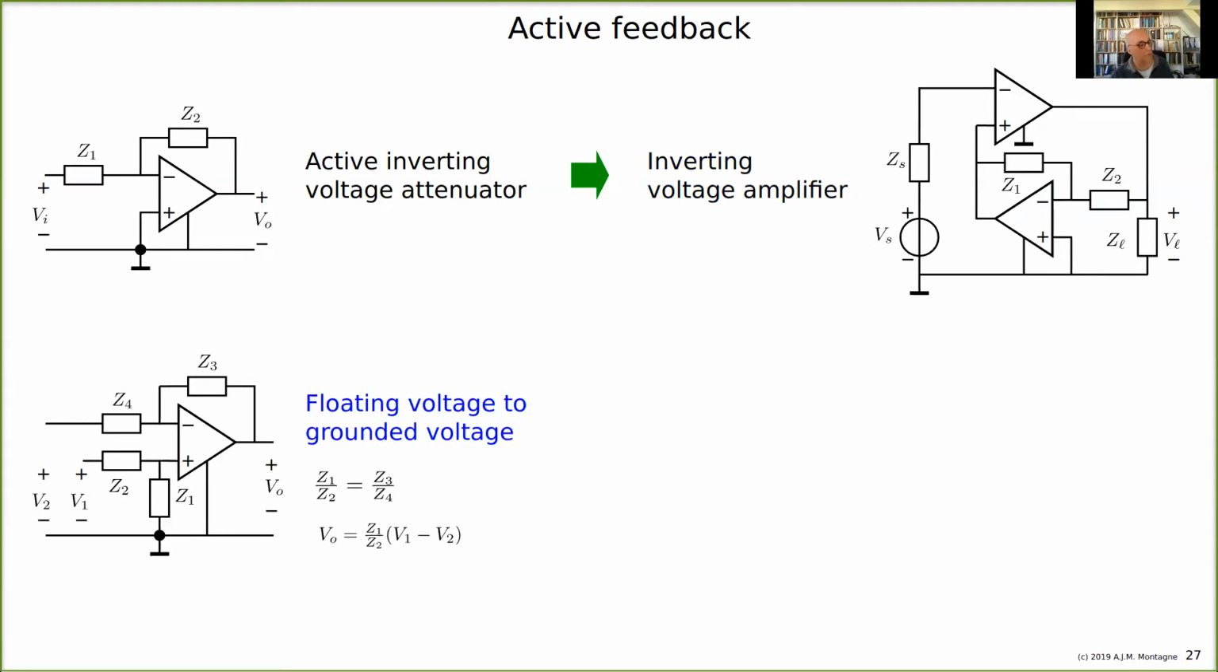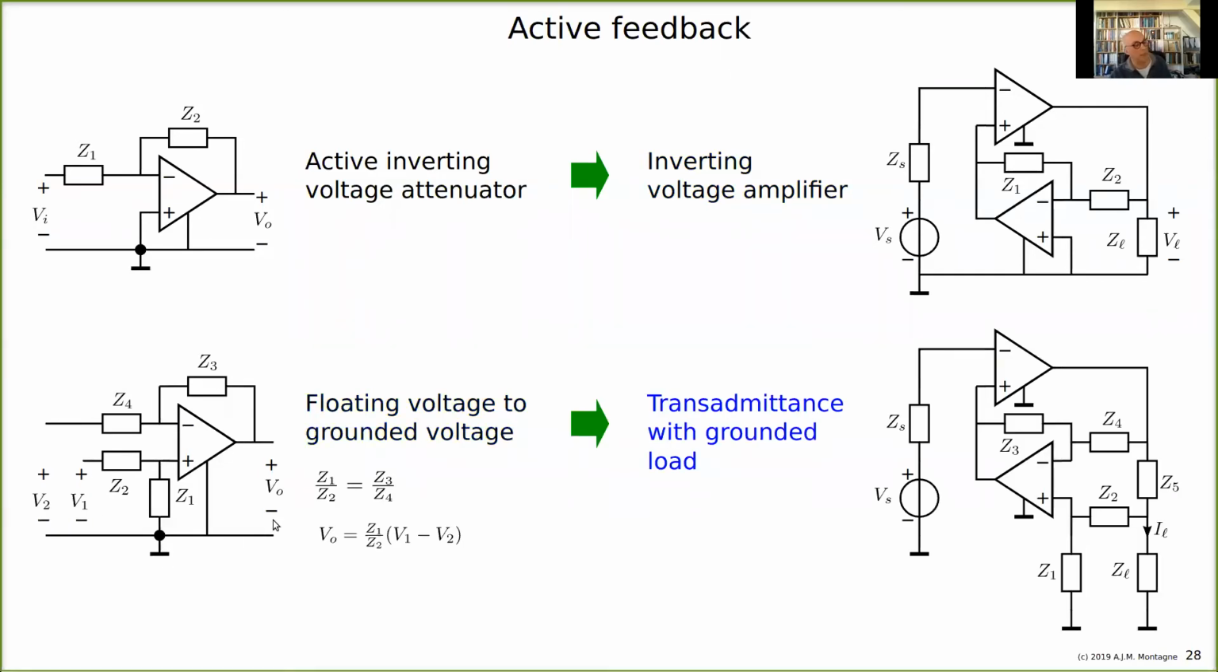We have different solutions for that, and you can use that as a feedback element. And then here you see we are sensing now a floating current that is converted into a floating voltage, and we are converting that into a non-floating voltage here and comparing it with the input. So now we have a transadmittance with a grounded load. There are other examples in the book, more fancy, but seldom used. So this is how we have to deal with the fact that one of the terminals of the output port of the operational amplifier is grounded.